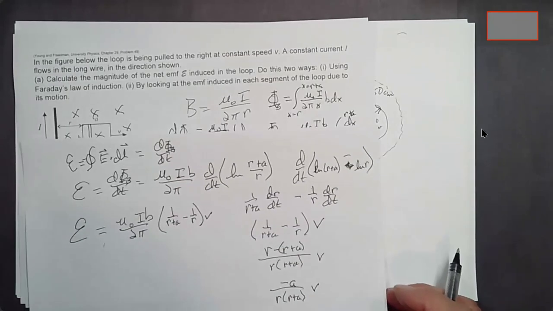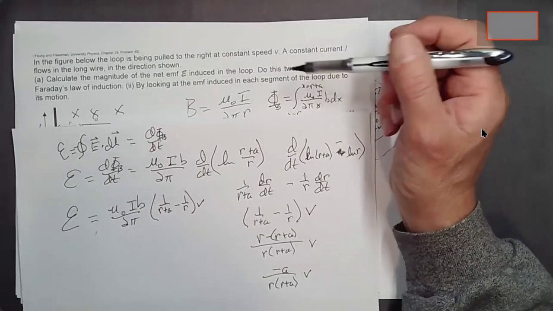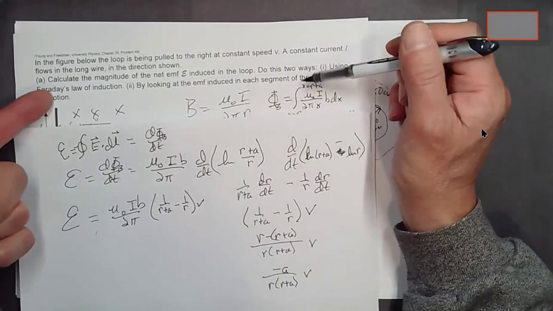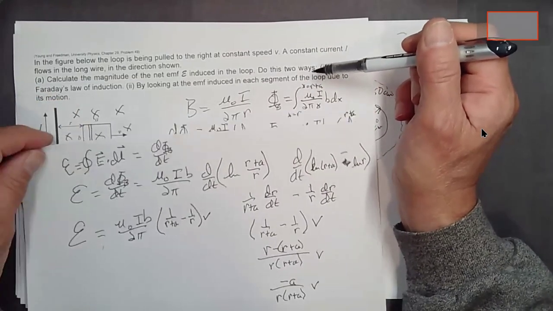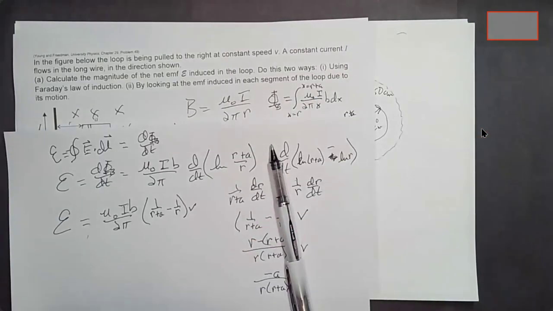All right. So that was part A. Calculate the net EMF. Do that two ways, using Faraday's law of induction and by looking at the EMF induced in each segment of the loop due to its motion. Okay, for that, I need to introduce that motional EMF, which, telling you my page isn't going to help much, because I've probably got a different edition of the book than you do.